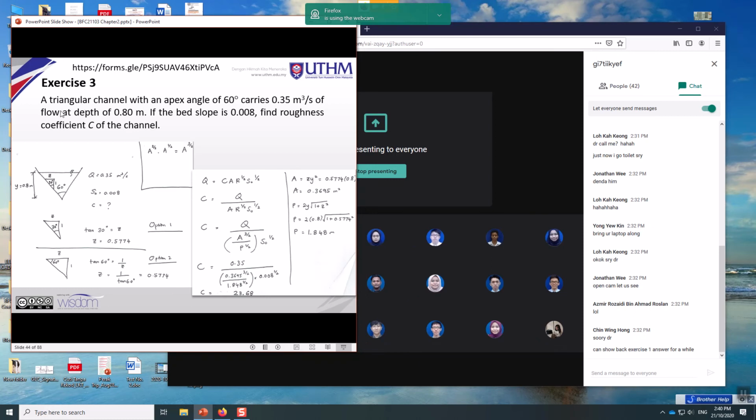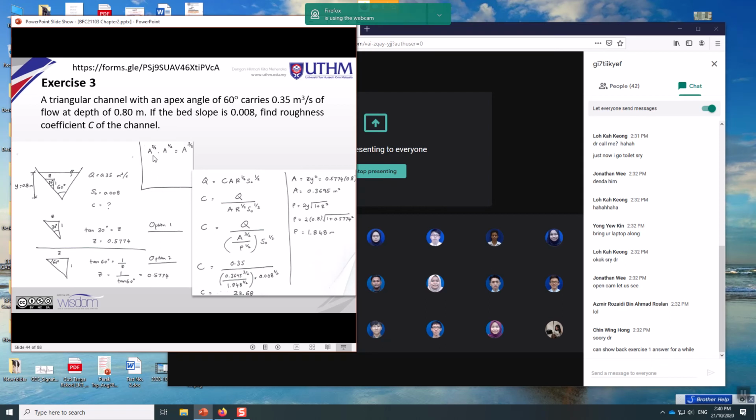Okay. Now, for exercise 3, it involves a triangular channel with an apex angle of 60 degrees. Q is given already, okay? Now, the question asks you to find coefficient C. So, you know already you are going to use the Chezy roughness equation, which is Q equals C A R to the power of half, S naught to the power of half, right?